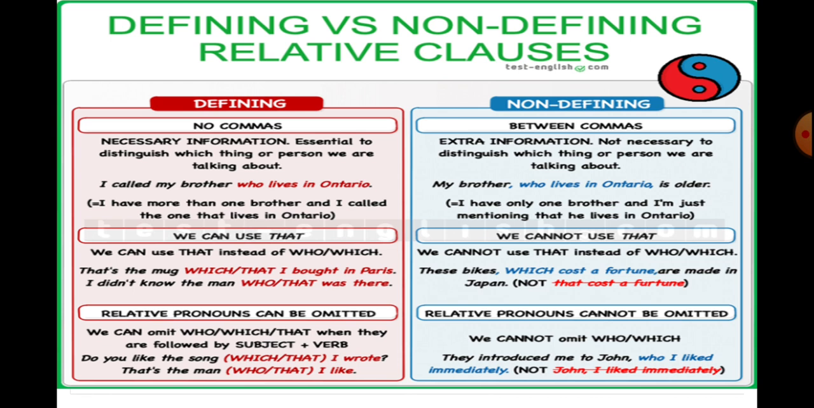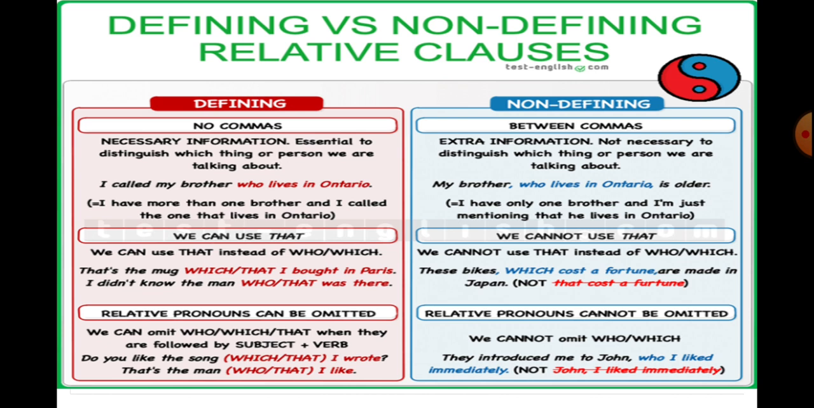They have no commas, so they provide necessary information essential to distinguish which thing or person we are talking about. Let's take an example. I called my brother who lives in Ontario. Which is the relative clause in this sentence? The defining relative clause. It is who lives in Ontario. Okay, the meaning of this sentence is that the person has more than one brother and he or she called the one that lives in Ontario.